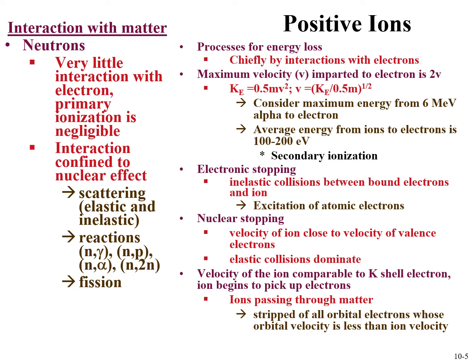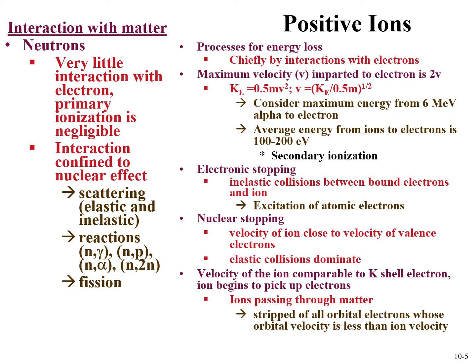So if you consider something like a 6 MeV alpha to an electron, the average energy loss from one of these ions from an electron is around 100 to 200 electron volts. So an alpha particle comes in, can liberate an electron. This electron can have a good deal of energy, a couple hundred electron volts. That is sufficient to cause secondary ionization. So that electron that comes out through the interaction of the alpha particle has enough energy for itself to cause ionization.